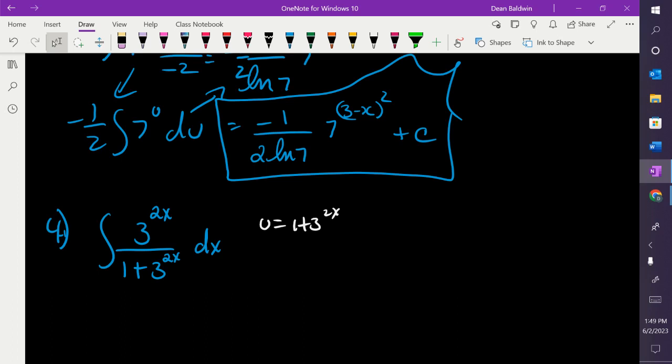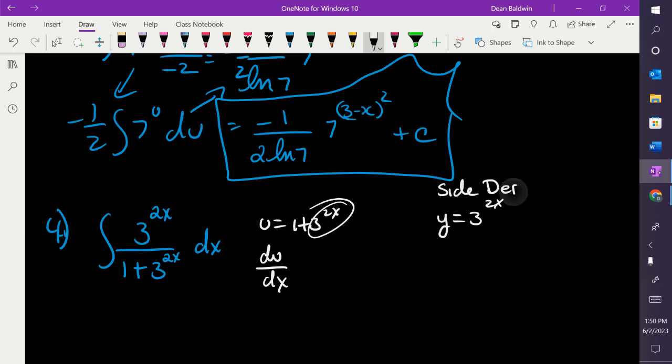Of bases underneath. So if we're going to do this, we're going to go du dx. I'm going to do it properly. Okay? What's the derivative of 1? 0. That's easy. It's this thing here that is tricky, right? So you're going to go off to the side and go, okay, we're going to make y equal 3 to the 2x. We're doing a little side derivative here. So we say, okay, y is equal to 3 to the 2x.